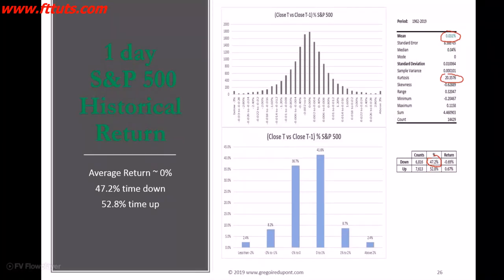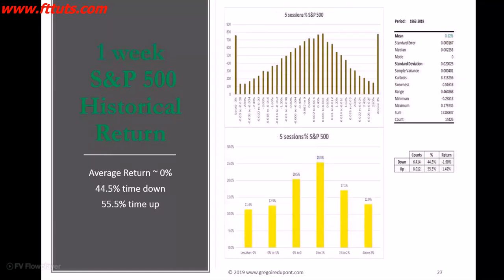But here, in that case, with the kurtosis at 20, that means the average return for the S&P on a 1-day basis will produce more outliers than does the normal distribution.